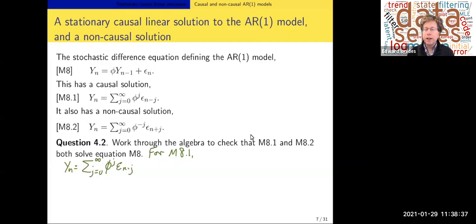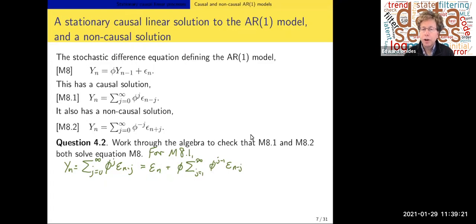And what I'm going to do is take epsilon n out of that sum. Epsilon n is the first term of that sum, the term when j is 0. And then I'm going to see all the terms I have left. I'm also going to take a phi out of the sum. And the remaining terms in the sum are just j is 1 to infinity, because I've taken out the j is 0 term. And I've taken out a phi, so I have phi to the j minus 1, and I have an epsilon n minus j.